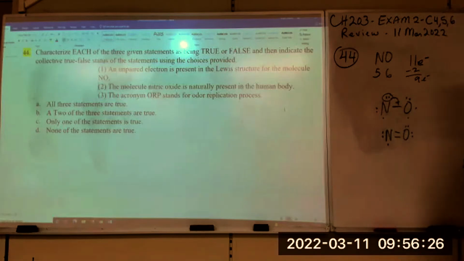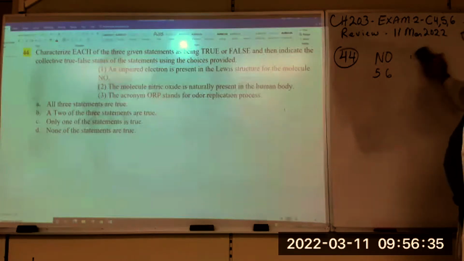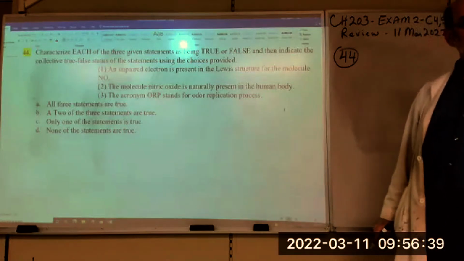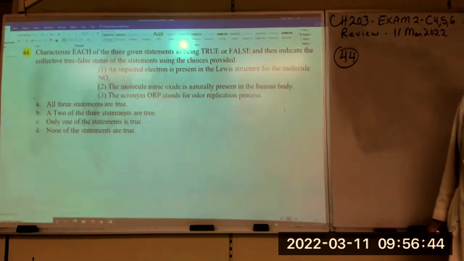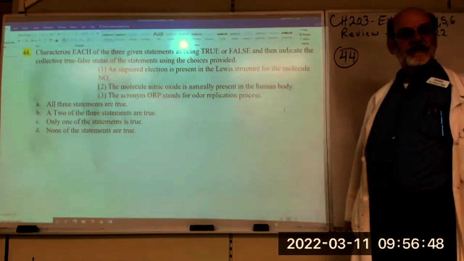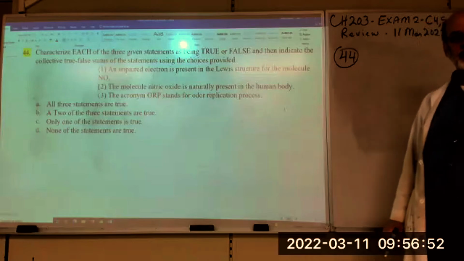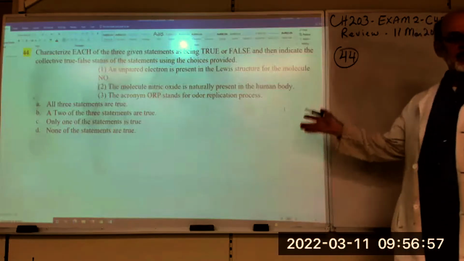The molecule nitric oxide is naturally present in the human body. Yeah, that's true. You don't even have to learn chemistry to know that one. Just listen to the commercials. What is it? Super Beets, right? You have to mix up a drink with a beet powder, and they say it's pretty nasty. Now they've got them in gummies and they've got them in pills you can swallow, and it's supposed to boost your nitric oxide.